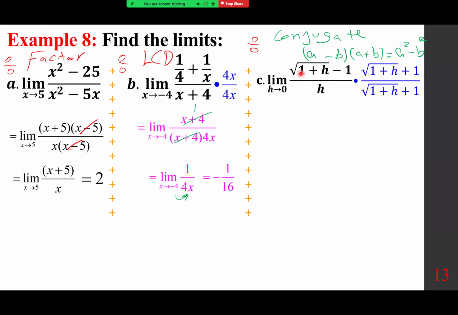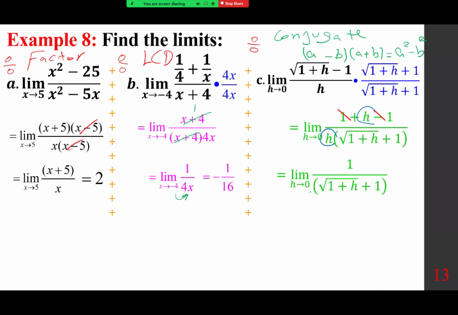This gets squared, comes out as 1 plus h, minus this gets squared, gets 1. 1 cancels out the negative 1. h cancels out the h. The numerator becomes 1. And when you plug in 0, the denominator becomes 1 plus 1, which is 2, so 1/2 is the final answer.